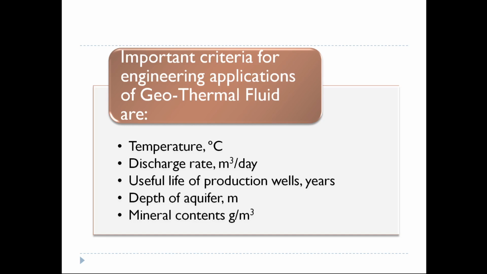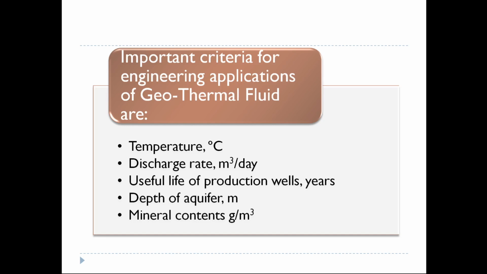So these are the engineering criteria for geothermal fluid. The availability, obviously, then the temperature: at what temperature is the geothermal fluid available? What is the rate at which it is available per day? How much volume, in meter cube, can we get? Then how many years will the production wells work without any obstruction? There should not be any blockage in the path of the production wells. It should work continuously.